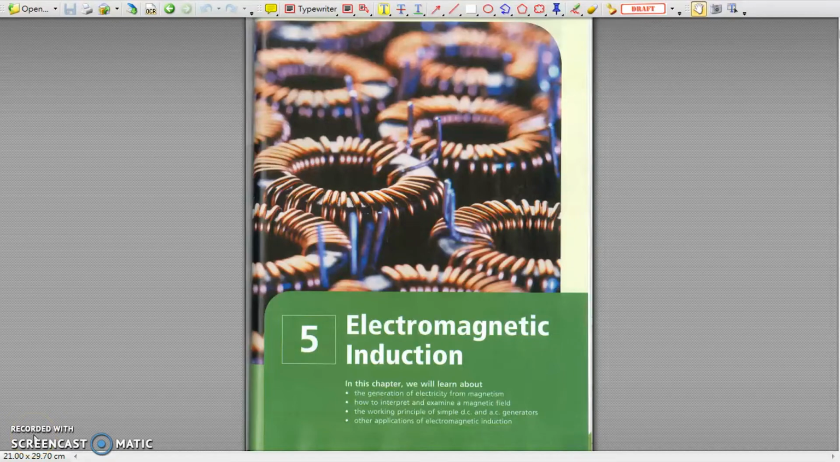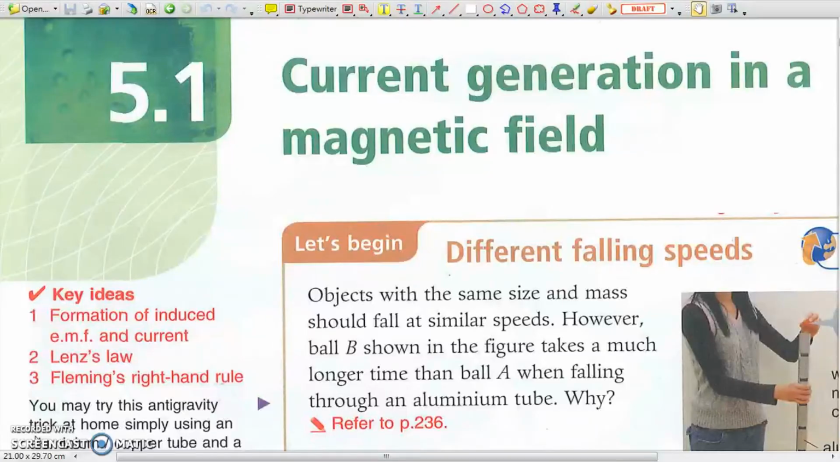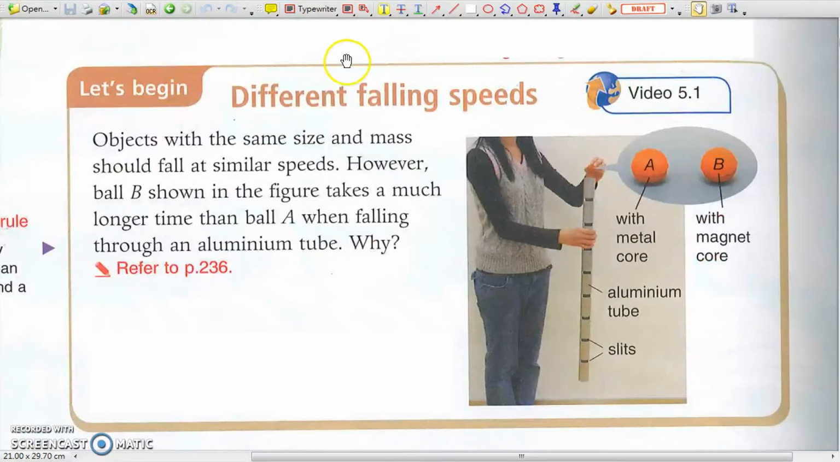Chapter 5 Electromagnetic Induction. 5.1 Current Generation in a Magnetic Field. Let's begin. Different falling speeds. The two orange balls in this demonstration fall at different rates. That's ridiculous, as all things should fall with the acceleration due to gravity.